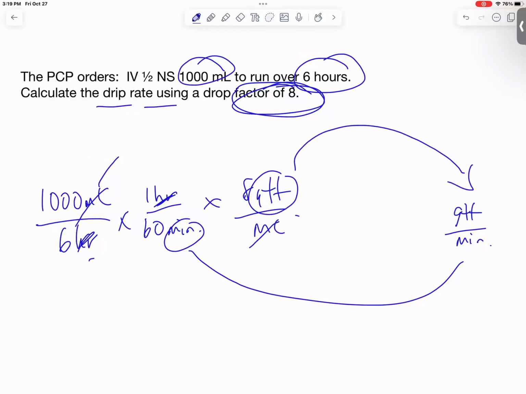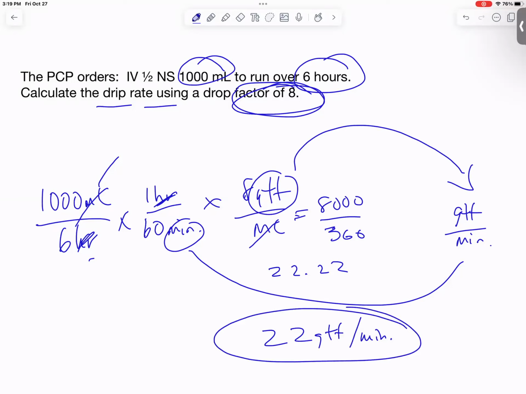Gorgeous. So 1,000 times 8 is 8,000, and 6 times 60 is 360. When I divide that into each other, it gives me 22.22. We can't split a drop, so 22 drops per minute. Beautiful.